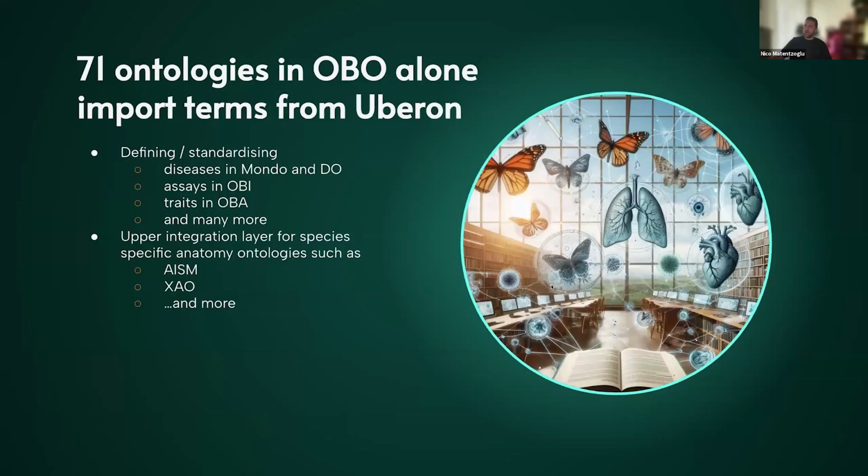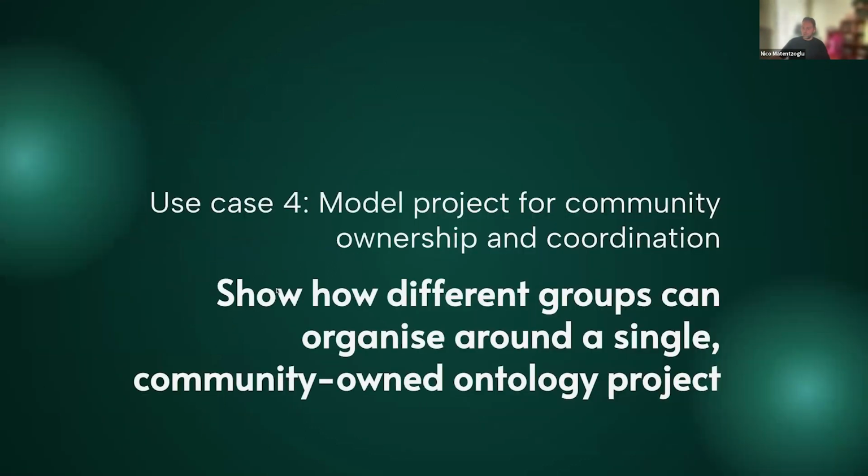I'm going to skip through this. There are more than 70 ontologies in OBO alone that use Uberon for defining logical axioms and standardization, like diseases in Mondo and DO, assays in OBI, traits in OBA, and many, many more. And of course, it's used as an upper layer in many species-specific anatomy ontologies that go beyond the ones that Damien described before, for example, insect skeletal ontologies like ISAM that uses Uberon as a sort of upper layer for their ontology development without being formally part of the Uberon infrastructure.